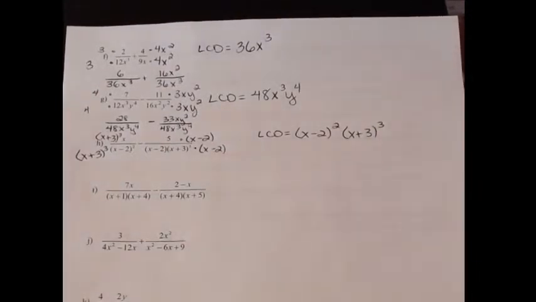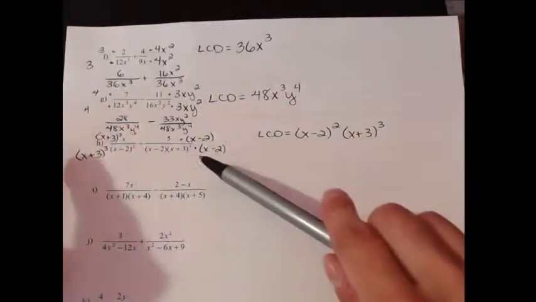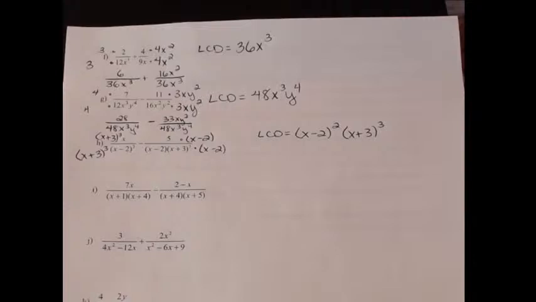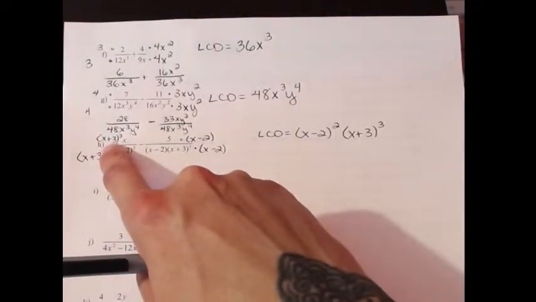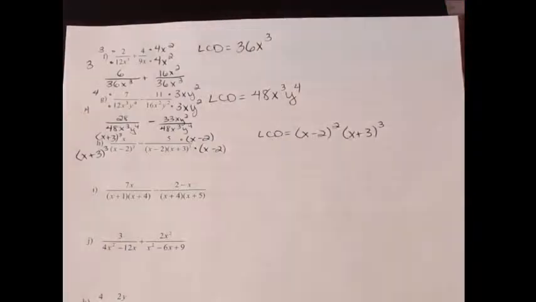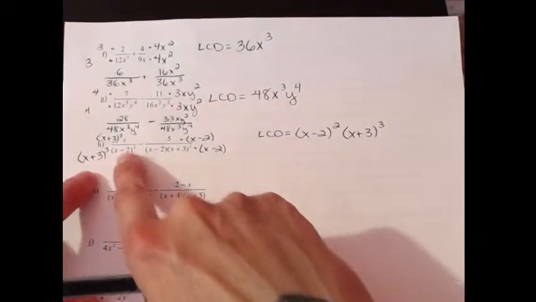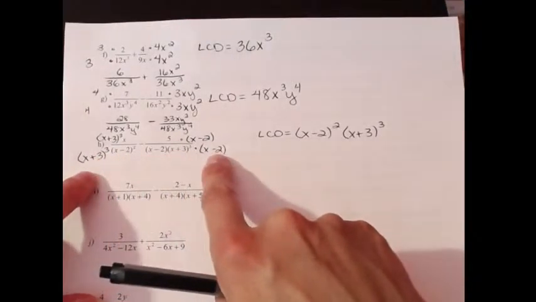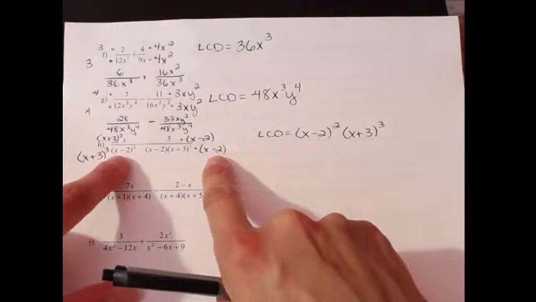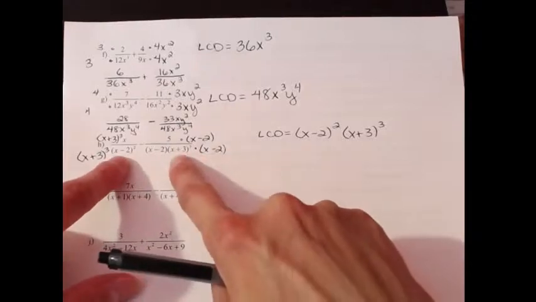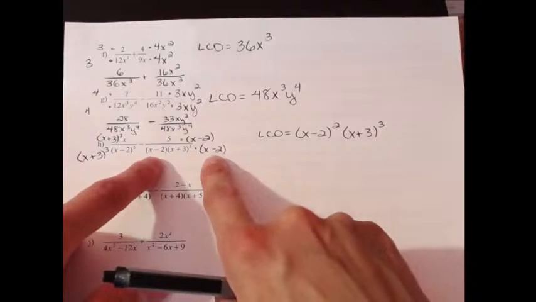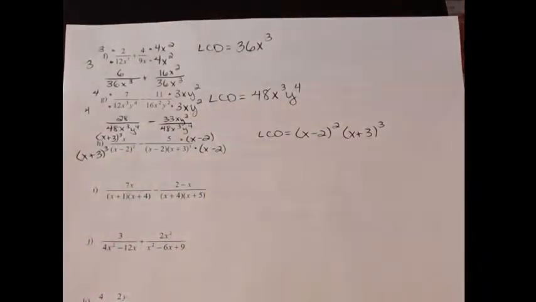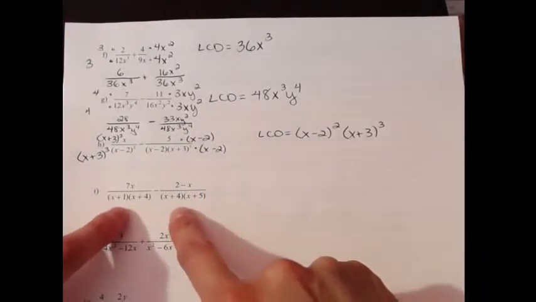Now I will tell you that in this particular class, I wouldn't ask you to do a problem like this. It's kind of messy. You'd have to open up x plus 3 3 times. You'd have to distribute, then multiply by x, etc., etc. Notice here that my denominators are in fact the same. X plus 3 to the third times x minus 2 squared, because there's 2 factors here. Perfect.